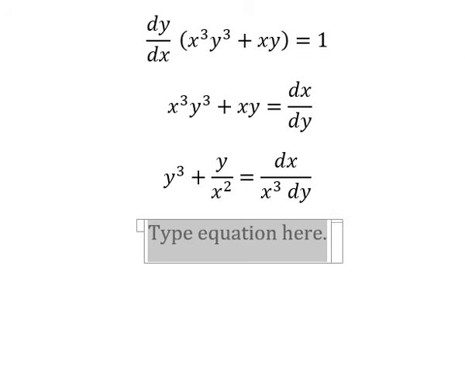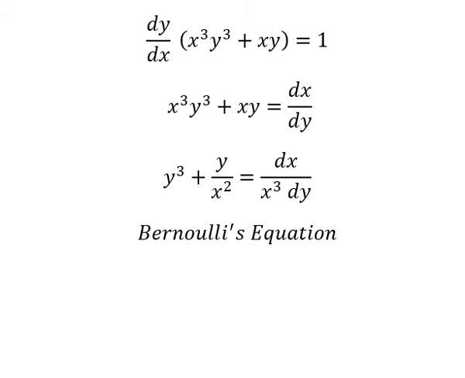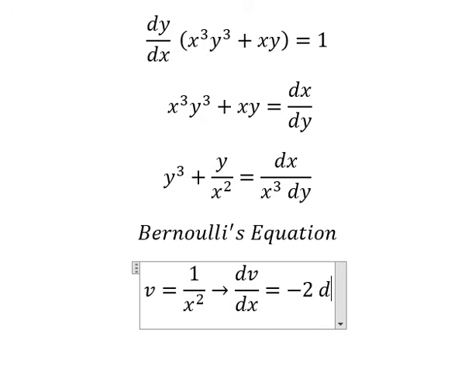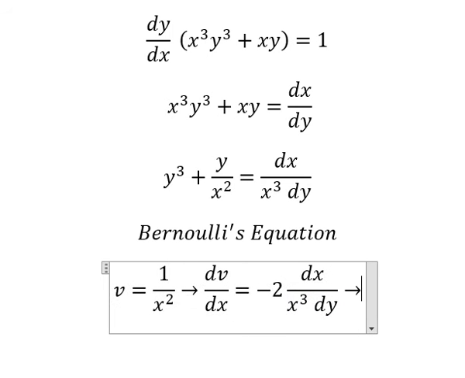Next, we can apply the Bernoulli equation. So I need to put v equals 1 over s squared. Later, we do the first derivative for both sides. Because we don't have negative number 2, we need to divide both sides by negative number 2.